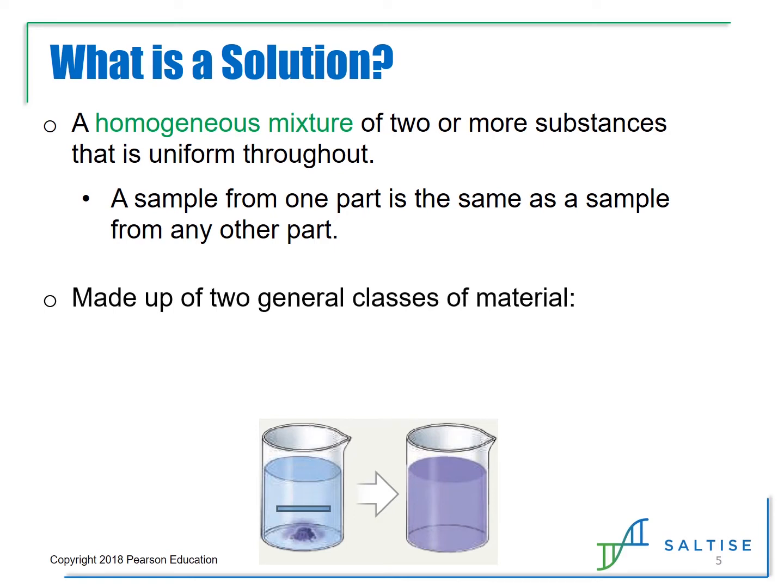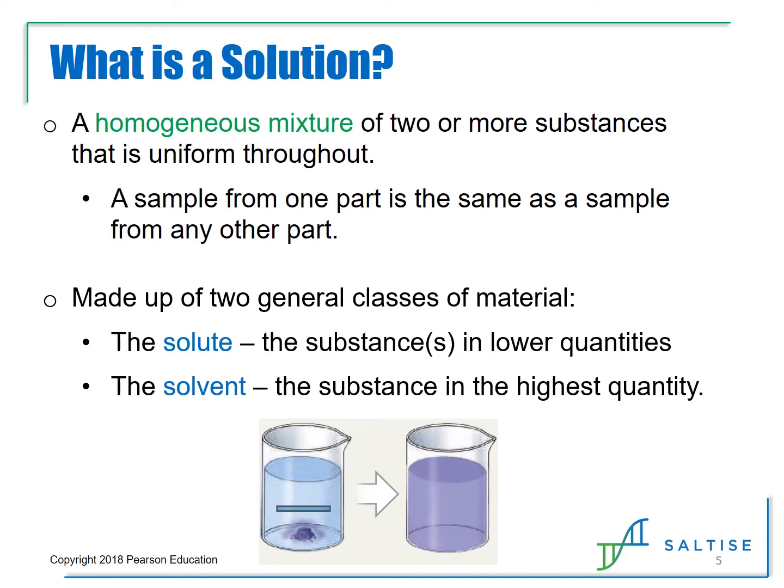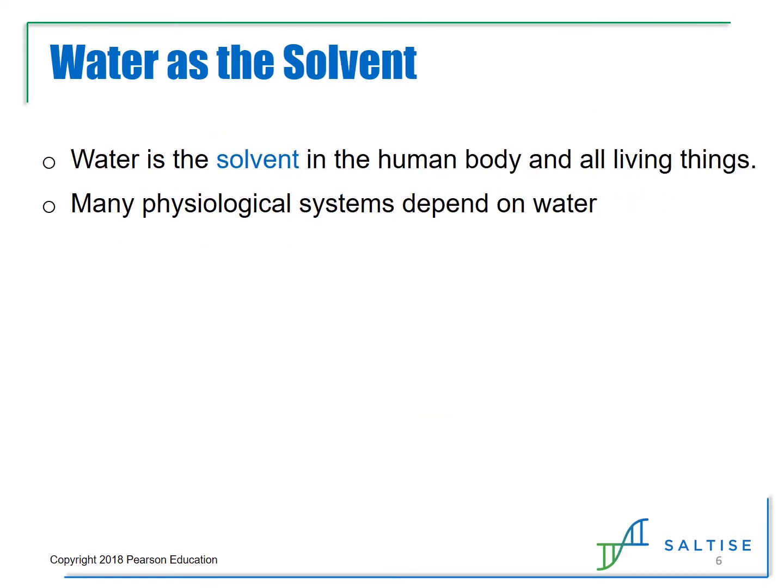A solution is made up of two classes of materials, the solute and the solvent. The solute is the substance in lower quantities, and the solvent is the substance in the highest quantity. In the human body and all living things, the solvent is water. Water is essential as many physiological systems depend on it.